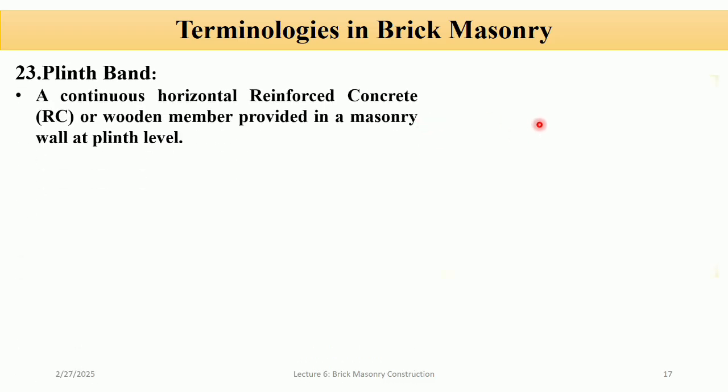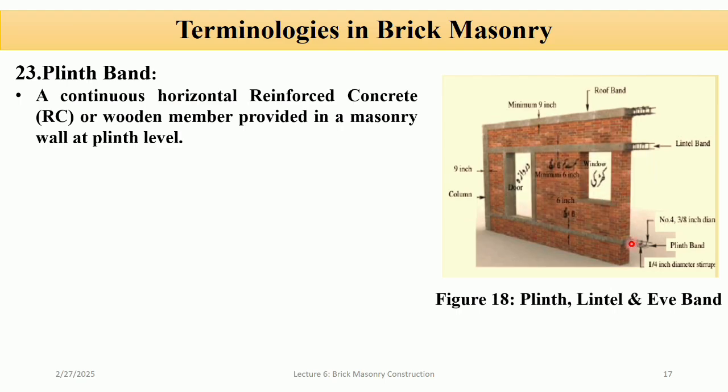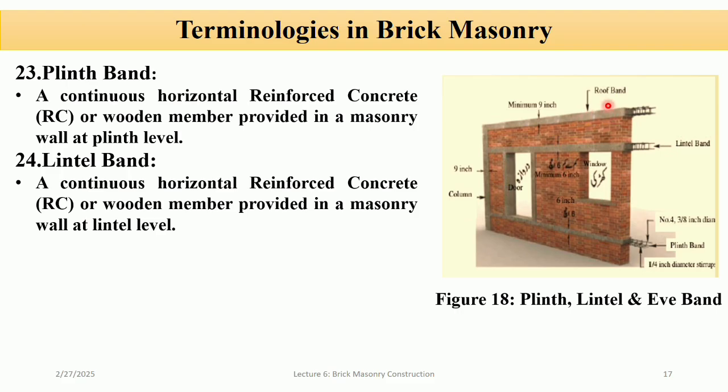Plinth band. A horizontal reinforced concrete band which we provide throughout the length of a masonry wall at plinth level is known as plinth band. The horizontal reinforced concrete which we provide at lintel level is known as lintel band, and the horizontal reinforced concrete which we provide at roof level or eave level is known as roof band or eave band.